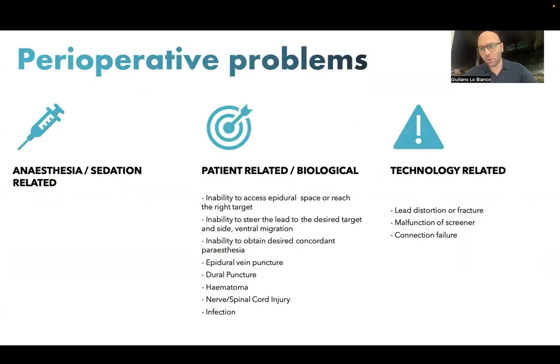So we have these perioperative problems, and we can divide them into anesthesia-related or patient-related, such as inability to access the epidural space or reach the right target, or inability to steer the lead to the desired target and side, or inability to obtain the desired concordant paresthesia. Or we can have epidural vein puncture, dural puncture, hematoma, or nerve or spinal cord injury and infection. And of course, the technology-related problems such as lead distortion or fractures, the malfunction of the screener, and connection failure.